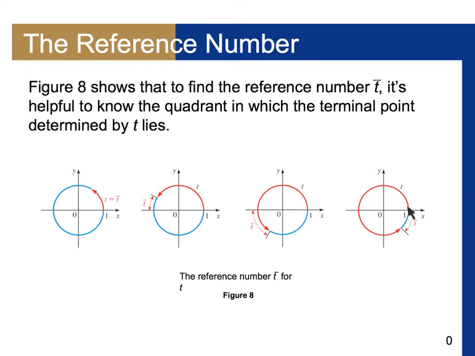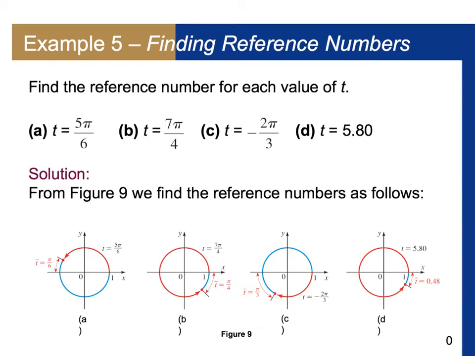Okay. If we go all the way around for our t and we end up in the fourth quadrant, our t bar is just the extra distance we have to go to get to the x-axis. So we're going to use t bar as our reference, like a first quadrant measurement, to get our reference numbers. In other words, they use the same numbers, we just have to change the signs. Okay, so let's look at some concrete examples.